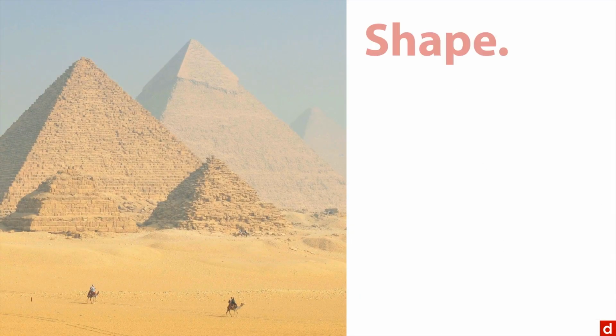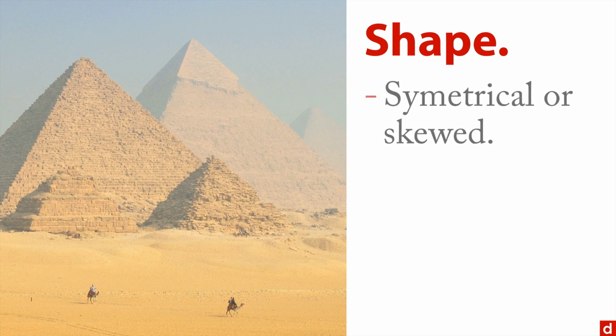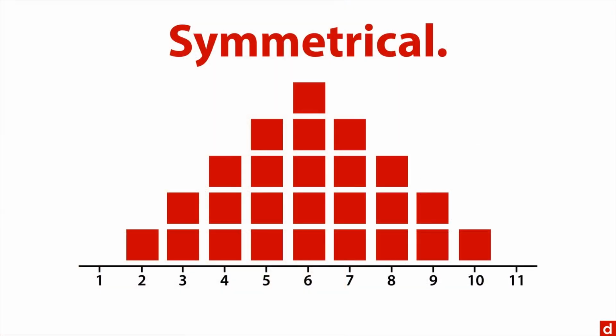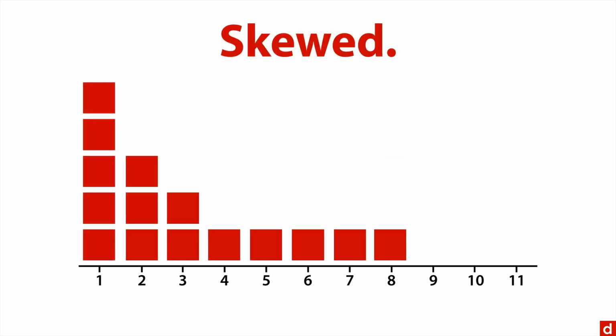Finally, let's talk a little bit about the shape of a distribution. You can have symmetrical or skewed distributions, unimodal, uniform, or U-shaped. You can have outliers. There's a lot of variations. Let me show you a few of them. First off is a symmetrical distribution. Pretty easy. They're the same on the left and on the right. And this little pyramid shape is an example of a symmetrical distribution. There are also skewed distributions where most of the scores are on one end and then they taper off. This right here is a positively skewed distribution where most of the scores are at the low end and the outliers are on the high end.